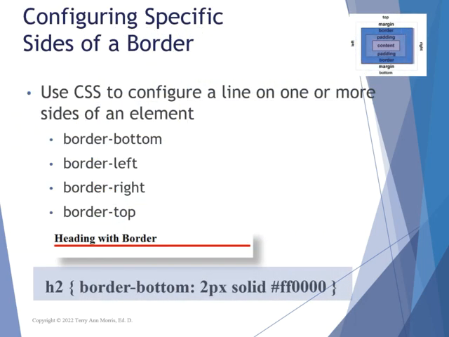Configuring specific sides of a border. Let's use CSS to configure a line on one or more sides of an element. In this, we're going to use the border bottom. Let's have a look at the example. For H2, we assign 2 pixels for the border bottom, while for the solid color, we assigned #FF0000.